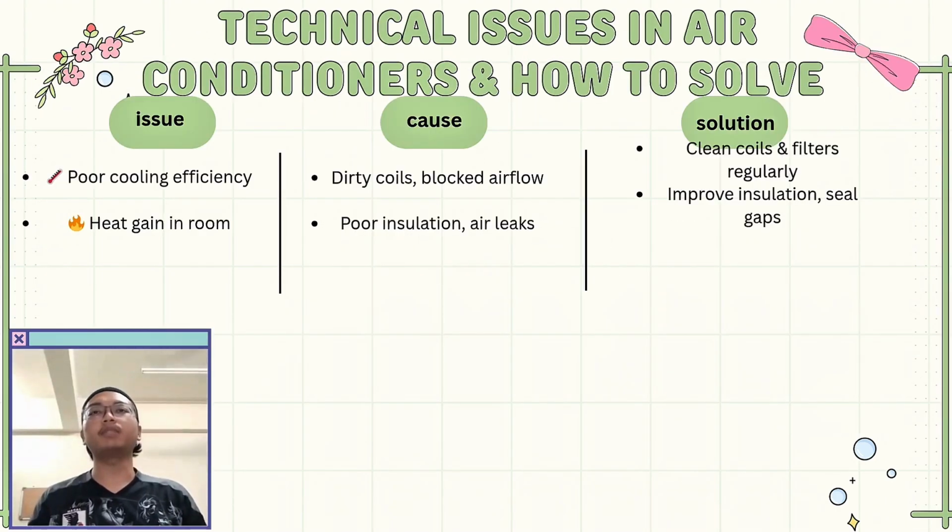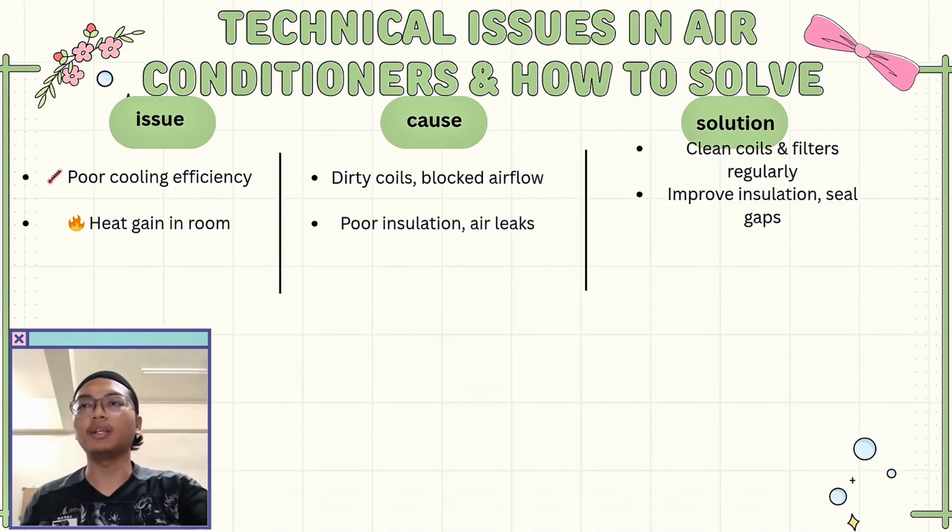Okay, so the next point is technical issues in air conditioners and how to solve them. So we have found 4 issues in our research. The first issue is poor cooling efficiency that is usually caused by dirty coils and blocked airflow. So the solution for it is cleaning coils and filters regularly. The next issue is heat gain in the room that is usually caused by poor insulation and air leaks. So the solution is improving insulation and sealing the gaps.